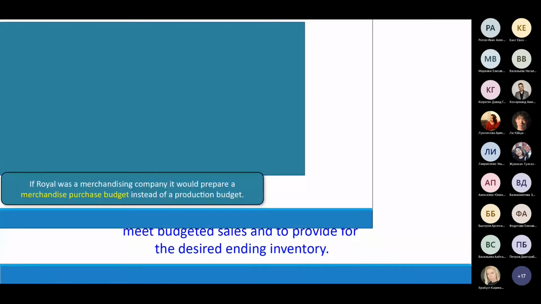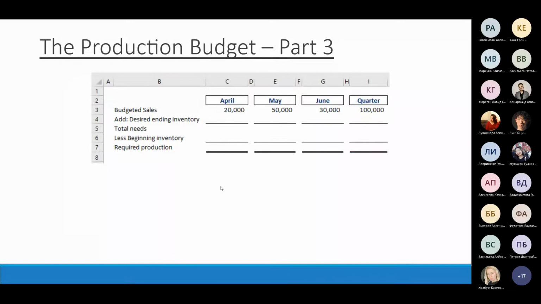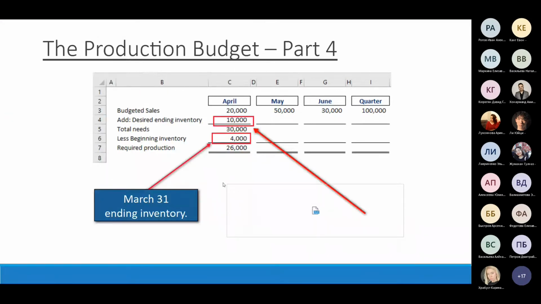If we will be speaking about the same example, with the Royal Company, so if they want to have the ending inventory equal to 20% of the following month's budgeted sales in units, and on March 31st they had 4,000 units on hand, so we can prepare the production budget. So our budgeted sales are the same in units, and we have to add the desired ending inventory and calculate the total needs of the company for the current month.